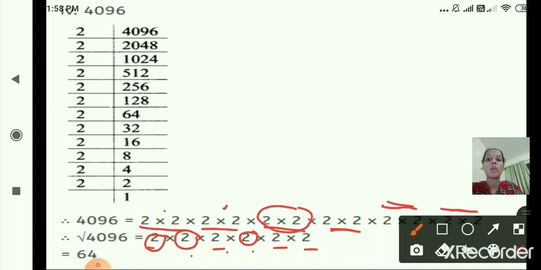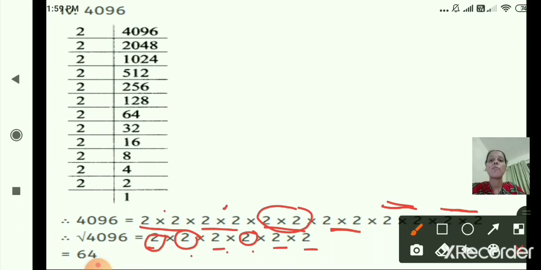So what is the square root of 4096? The square root of 4096 is 64. Okay, you will do the multiplication properly. There are six 2s. Okay, 6 times 2 we have written, right? So 2 multiplied by 2 multiplied by 2 multiplied by 2 multiplied by 2 multiplied by 2, that is 64. So the answer is 64. Square root of 4096 is 64.